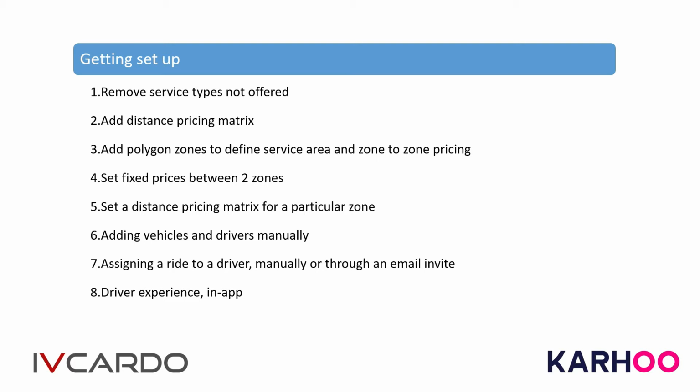How to add a distance pricing matrix, so pick up to drop. Creating polygon zones to define the service area, so the areas that you operate in, and also to create zone-to-zone pricing if you have special rates between fixed points. Setting a distance pricing matrix for a particular zone you can do as well. So you can create a zone around an airport and you can have a distance matrix coming out of the airport, for example. How to add vehicles and drivers manually.